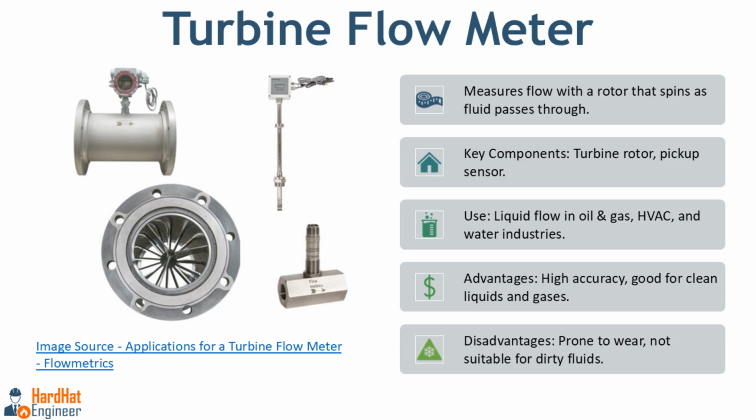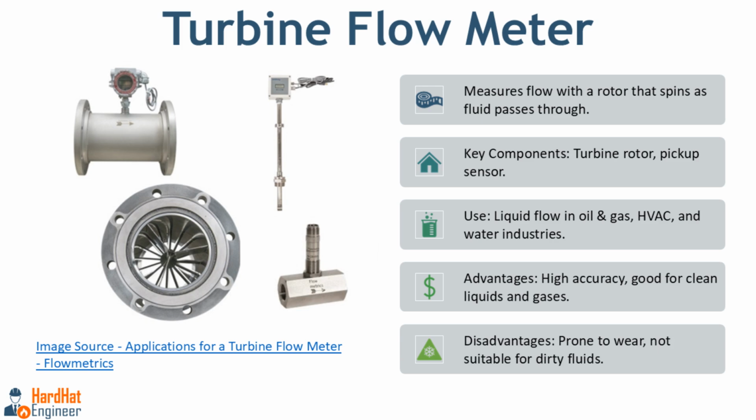What is the turbine flow meter? A turbine flow meter measures the flow rate by using a rotor placed inside the fluid stream. As the fluid flows through the meter, it causes the rotor to spin. As you can see here in the image, the speed at which the rotor spins is directly proportional to the flow rate of the fluid. A pickup sensor detects the rotor's rotation and converts it into a flow measurement.